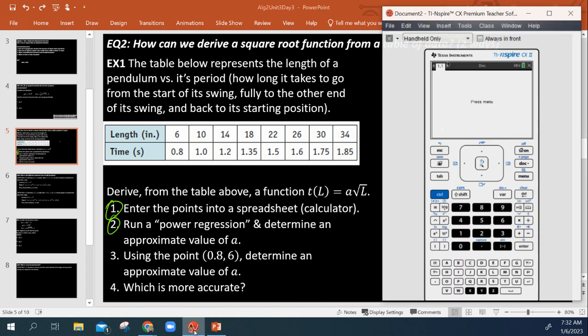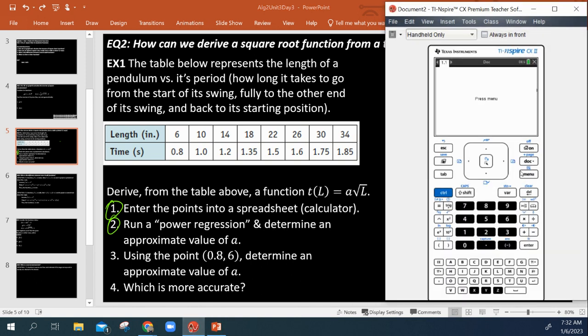We can easily do this by entering data into the calculator, which is not new. What we want to do is run a regression, and to do that we need to follow what it says on number one. We're going to create a list and spreadsheet. Nothing new. Put in x for A, y for B.